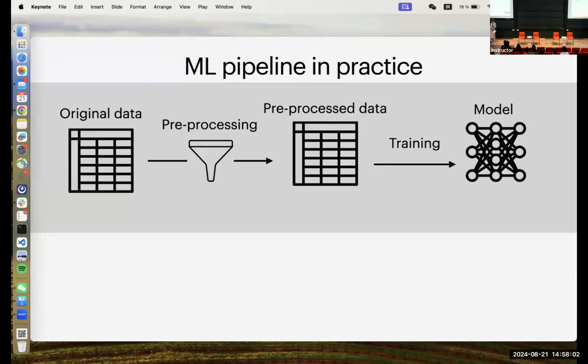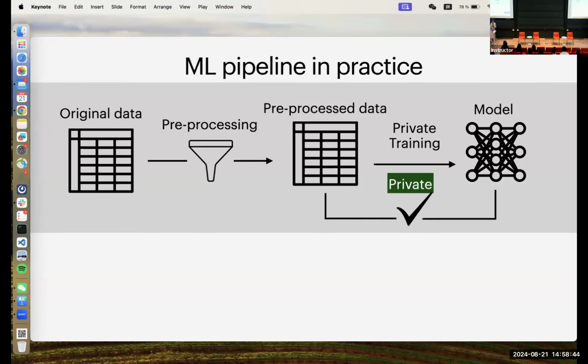So I'll begin by looking at this ML pipeline in practice. Real-world data is usually noisy and unstructured, so it cannot be directly used for training. What people usually do is first preprocess their original data to get somewhat clean and structured data, and then train their model on that dataset. And people here also care about privacy. So instead of standard training, we do private training, and we hope that we have privacy.